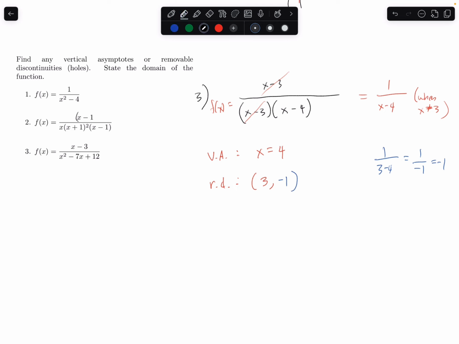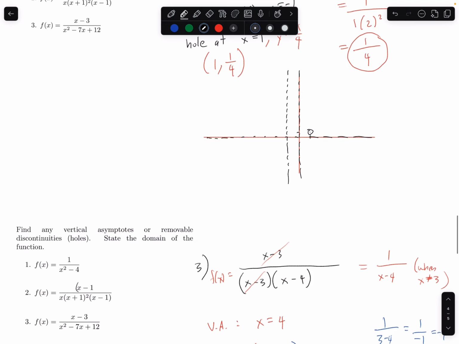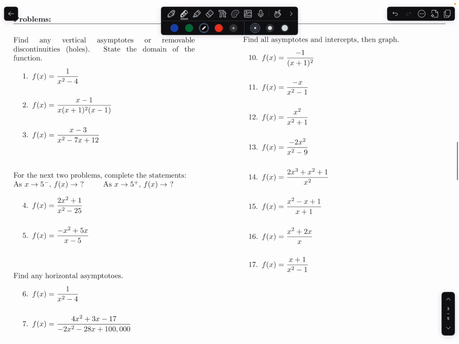And then finally, the domain. Domain is everything except for those 2 points, 3 and 4. So x cannot be 3 and x cannot be 4. Or if you like, you can do it this way. Oh, sorry. Positive 3. You can write the same answer as intervals. Okay, we're going to do questions 4 and 5, and then this video is done.